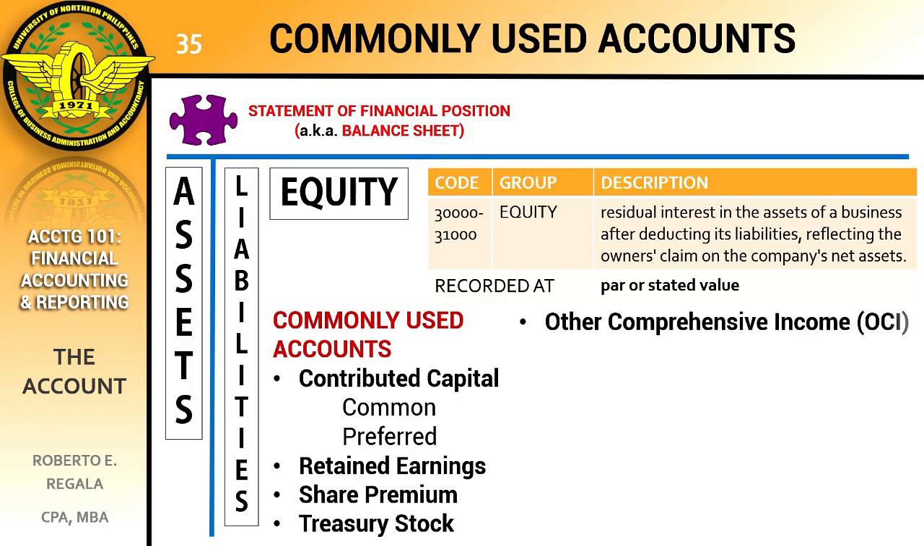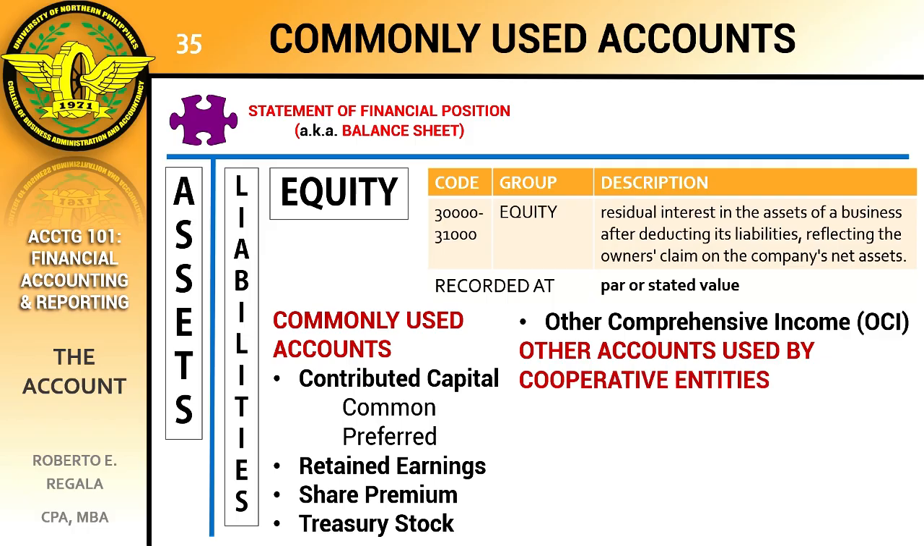Other comprehensive income, or OCI. This includes gains and losses that aren't included in the regular profit and loss statement. For example, unrealized gains from investments are reported under OCI. Other equity accounts used exclusively by cooperatives.